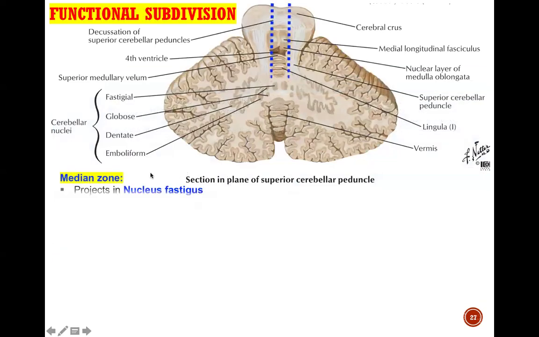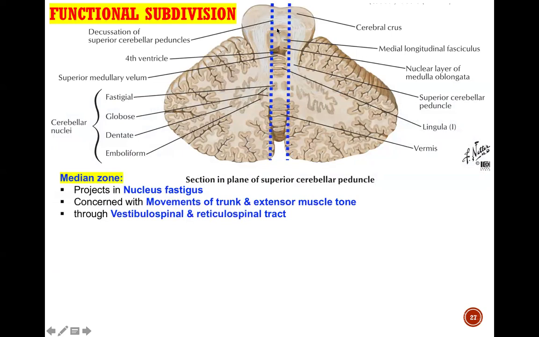Now, the functional division. In the functional division, this one is the median zone, and it basically projects to the fastigial nucleus. So the fastigial nucleus belongs to the median zone. We know that the cerebellum is responsible for equilibrium and maintenance, or adjustment. So any movement coming from the trunk or from the extensor muscles of the upper limb or lower limb is controlled from the median zone.